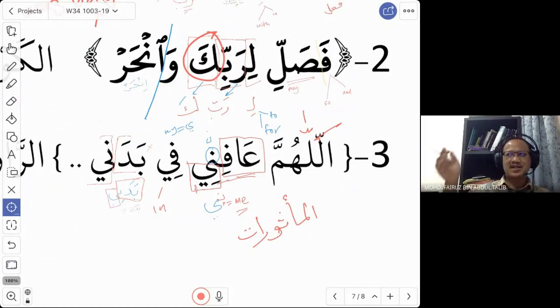The remaining of the hadith is wa'afini fi sam'i, and grant me health in my hearing. Wa'afini fi basari, and grant me health in my sight. So you can go to Maksurat and look at the rest of the dua. Allahumma afini fi badani. Alright.